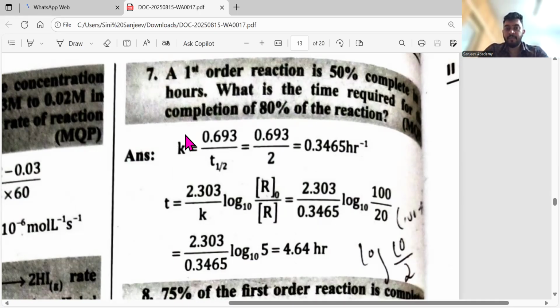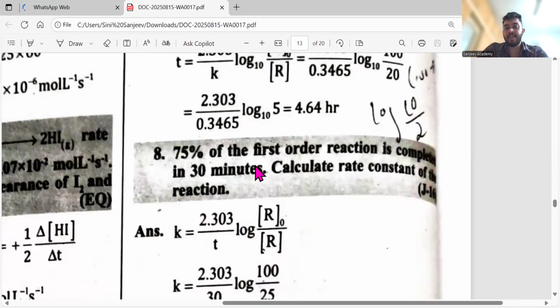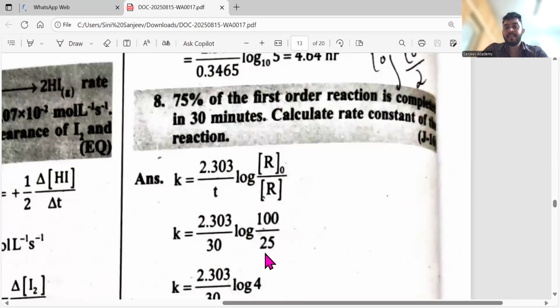Then use the first order reaction formula. K T is equal to 2.303 log of initial concentration to the final concentration. The initial concentration will always be 100. The final concentration will be 100 minus 80, that is just 20. So put 20. Again, compare and study. The next one is 75% of the reaction, correct? So 100 minus 75 is 25 here. 30 minutes. Put T half equal to 30.